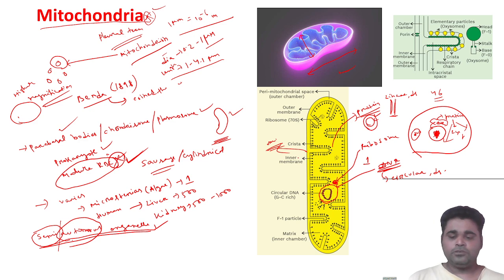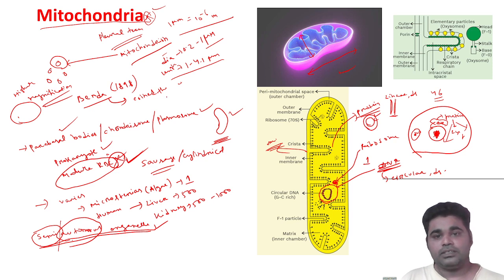Okay. So now look at the division. Let's say this is the mitochondria. How does it divide or how does it double? It divides by binary fission.